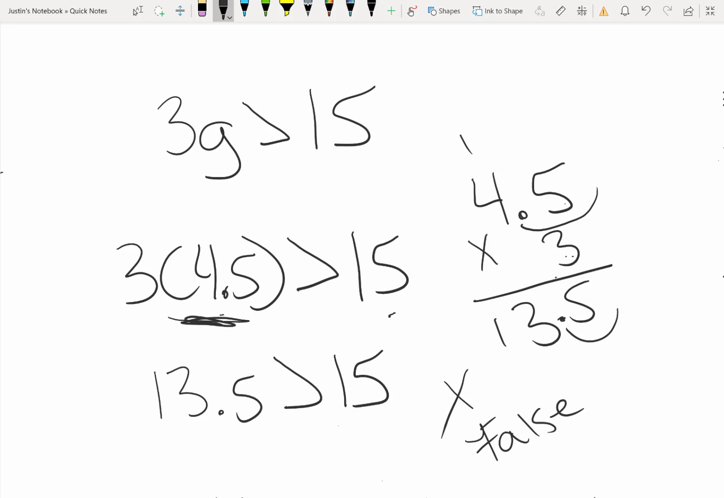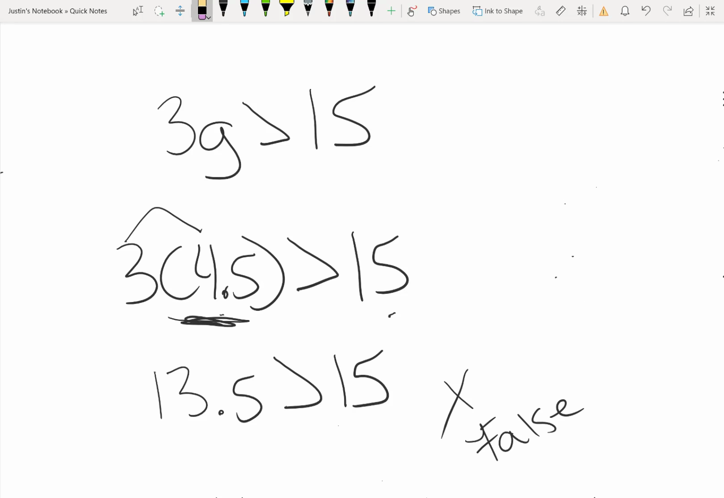All right, so how can we make this number true? Well, if 3 times 5 equals 15, then anything greater than 5 would make it true. All right, so even 5.5. I'm sorry. Now since it's false, we need to make it true. So what's going to make this true? 3 times 5 equals 15, and we want it greater than 15.